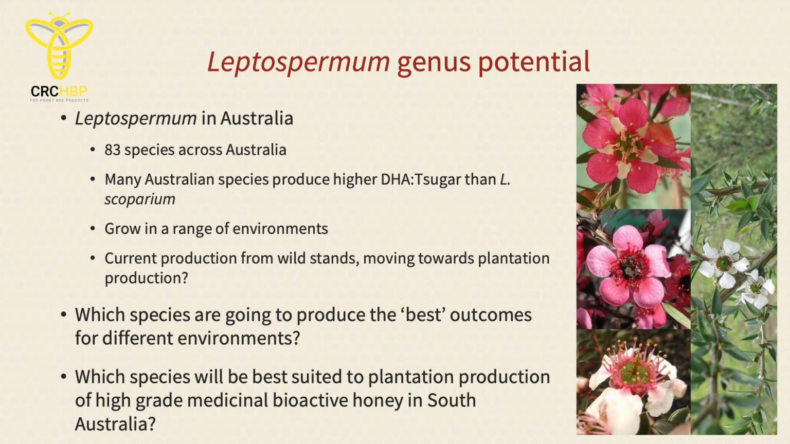There are 83 species of Leptospermum that are native to Australia across a range of environments. Of these species, many have been found to contain DHA in the nectar. At least 20 species are recorded producing concentrations of DHA that are greater than Leptospermum scoparium. The broader questions of our project are very much focused on which species might be best suited to plantation production of high-grade bioactive medicinal honey in South Australia.